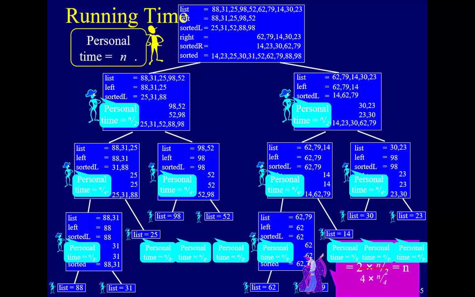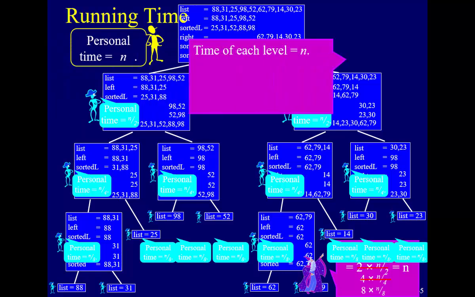Now it gets a little funny. If n was a power of 2, then it would keep cutting in half. But since it's not quite a power of 2, some are going to finish earlier. But more or less, you can see that this is what's happening. Right? So it's saying that the time at each layer is n.